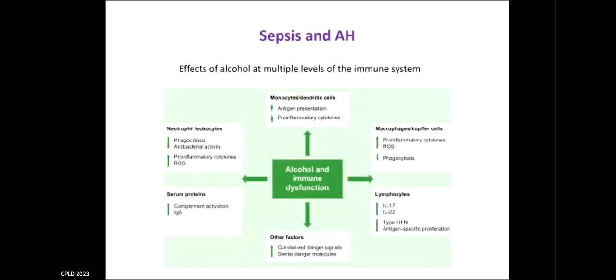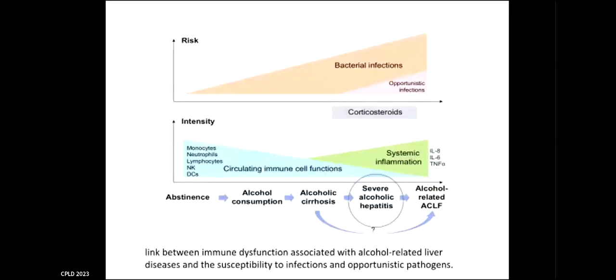What about infections? Infections, SIRS, sepsis, they're all important in determining prognosis in patients with alcoholic hepatitis. This is just to show how alcohol and immune dysfunction go together. And I'll not go into details of this. There's decreased phagocytic activity, increased complement activation, increased cytokines, all leading to immune dysfunction in patients with alcoholic liver disease or alcoholic hepatitis.